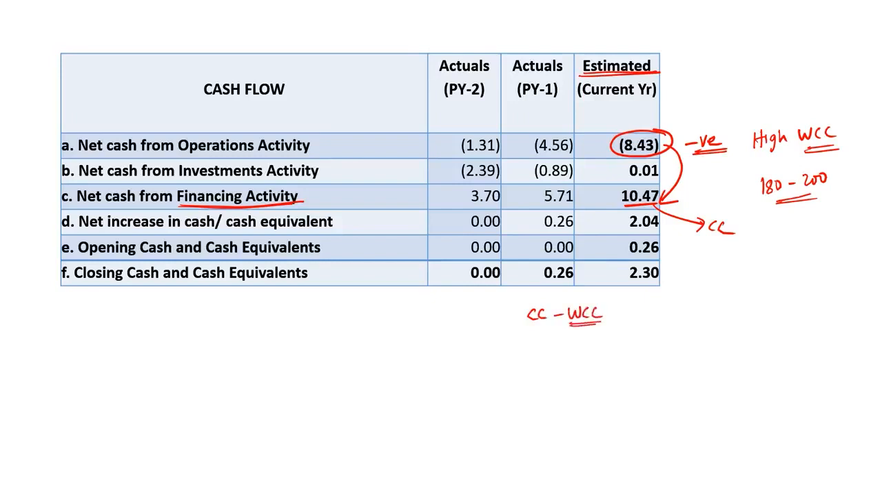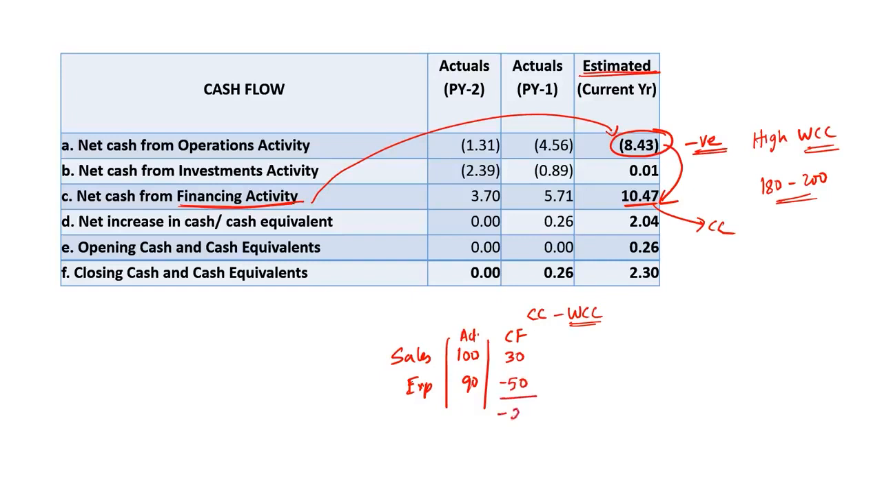So had this cash credit been adjusted here, then the negative figure may not be so much, or it can even turn out to be a positive figure, okay. So just think of a scenario. Let's say sales is 100, expenses are 90. This is actual, okay. Let's look at the cash flow also. Out of 100, what is realized is only 30. Out of 90, what is paid is, let's say, 50. So there is a negative cash flow of 20.